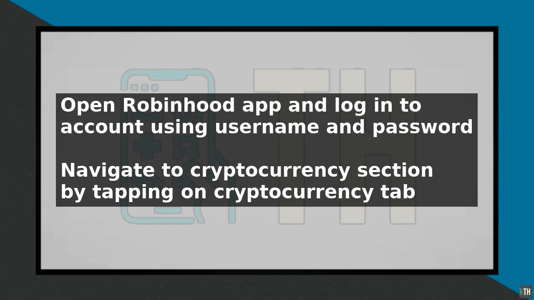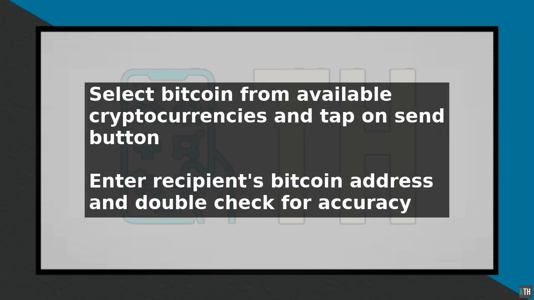Next, select Bitcoin from the list of available cryptocurrencies and tap on the Send button. You will be prompted to enter the recipient's Bitcoin address, so make sure you have this information readily available. It is crucial to double-check the recipient's address to avoid sending Bitcoin to the wrong address.